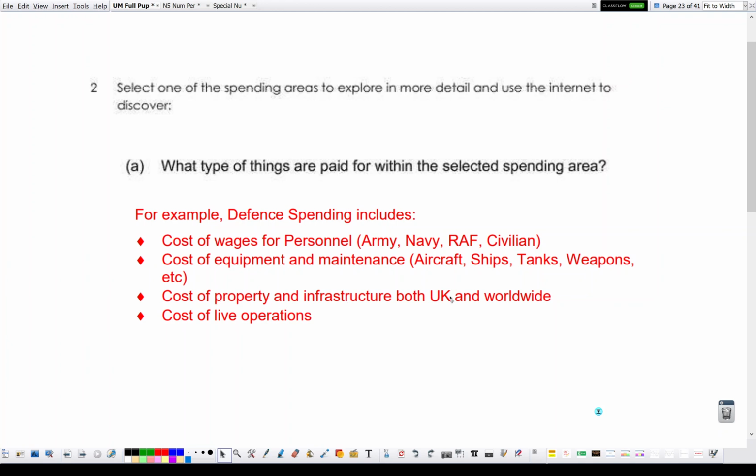The cost of the property and infrastructure, both UK and worldwide. So the UK are involved in military operations throughout the world, and the UK Army does get deployed to help deal with situations around the world, and those sorts of things all incur a cost, and the cost of live operations. So that was what the defence spending includes. You may want to copy that down, just if you didn't get an example, you can copy these ones just now.